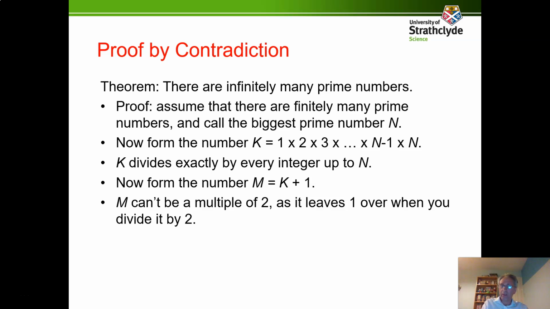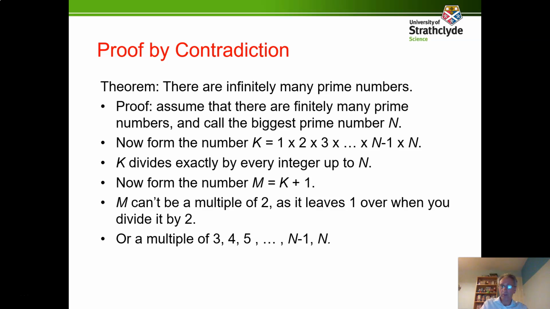So let's try dividing it by 3 now. Well, k itself divides exactly by 3, but k plus 1 therefore will leave a remainder of 1. And if we try dividing it by 4, again a remainder of 1. By 5, a remainder of 1. By 6, a remainder of 1. So it doesn't divide by any number up to and including n itself.